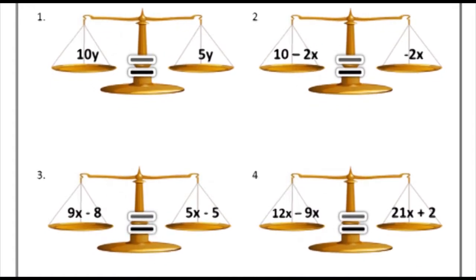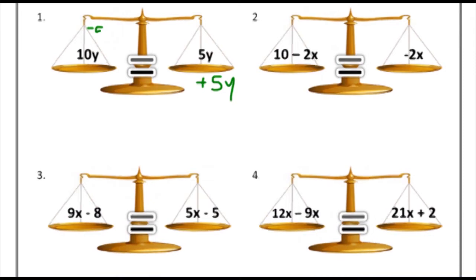Welcome back. I have 10y on the left, 5y on the right. Now to make 10y over here, I could add 5y, or likewise, I could subtract 5y from this side to equal it out. We're trying to balance. Same value, just opposites. Negative, positive.